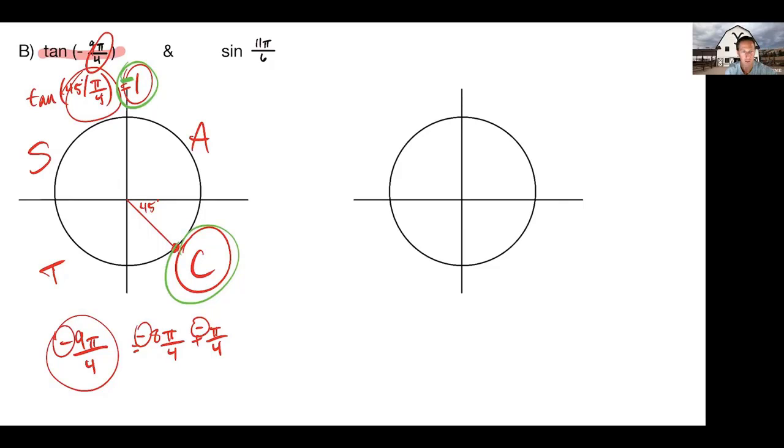All right? Sine of pi over 6, let's see how fast you can do it. Notice that is almost 2 pi. 12 pi over 6s would be exactly 2 pi. We have 1 less. So that means I'm just going to come back a pi over 6, or 30-degree angle.